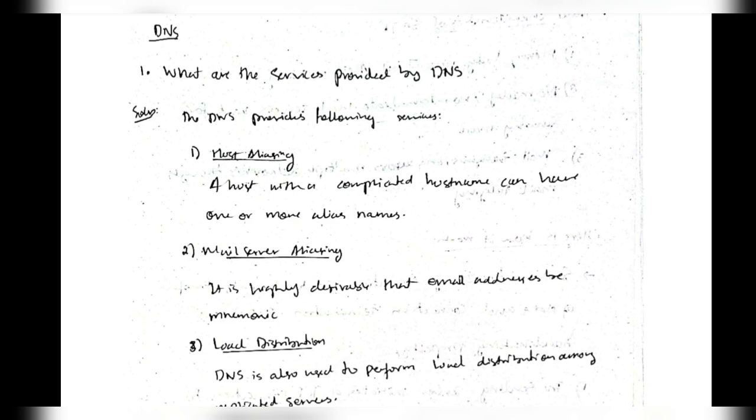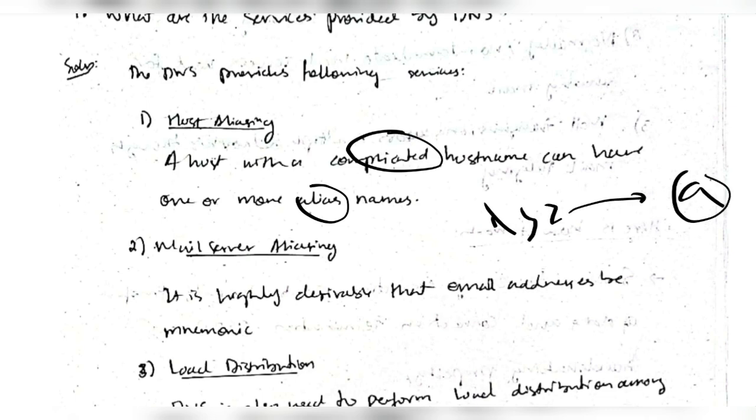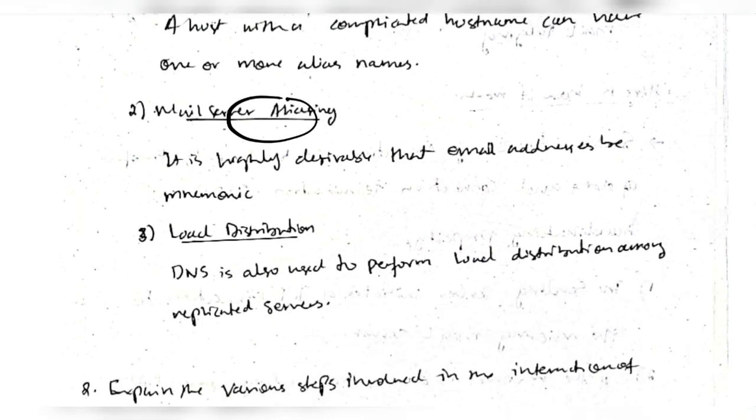Host aliasing means a host can have a complicated name, and an alias name is an easier one. Suppose a host name is like XYZ, it can have an easier name like A. That is the first service provided by DNS. The second one is mail server aliasing. This is also the same, just with emails.